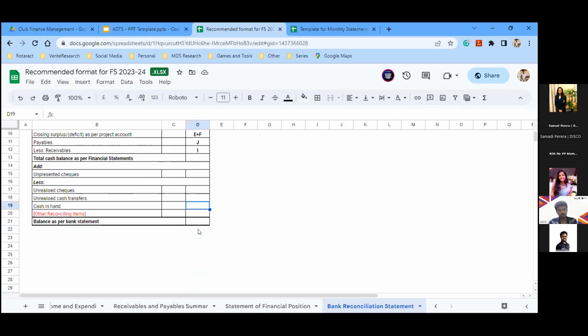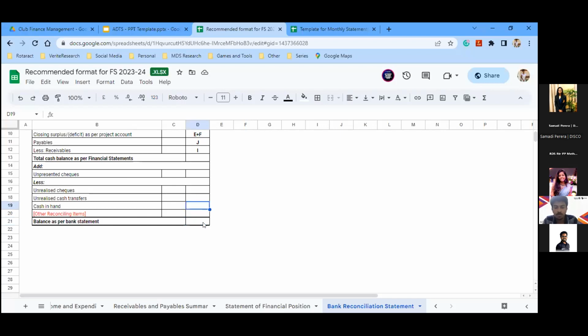And cash in hand is deducted. Yeah. So cash in hand is deducted because obviously the cash in hand is not reflected in your bank statement. Cash in hand is only in your financial accounts. So once all of these additions and deductions have been made, if your accounts are correct and you haven't missed anything, it all should come to the balance that shows in the bank statement.